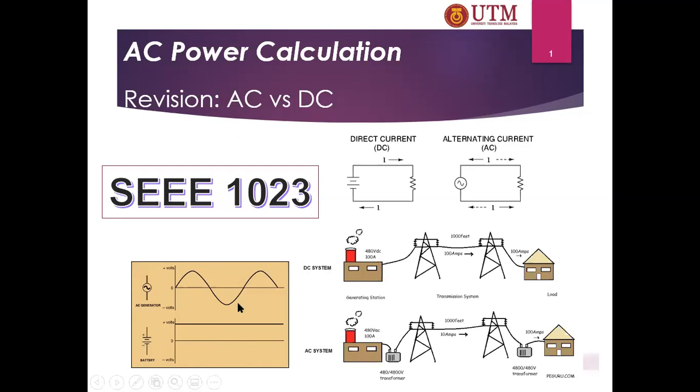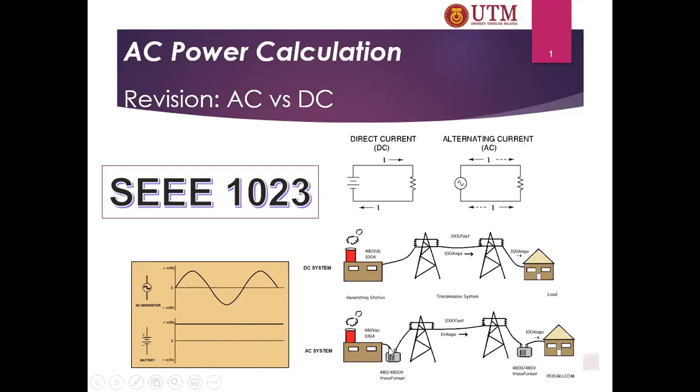As can be shown here, this is a voltage source for an AC circuit, where you can see that the voltage is time dependent and cyclic in nature. So we have a frequency, we have a period and so on. For the DC circuit, this is a DC source, so it is constant and time independent. And this shows some power system generation and transmission, and home appliances if you are using a DC system and for AC systems.